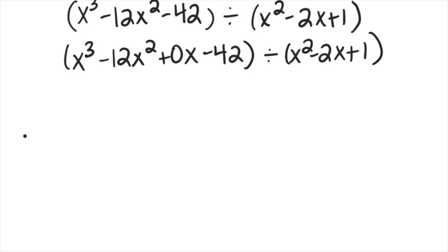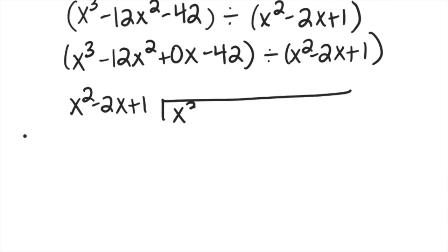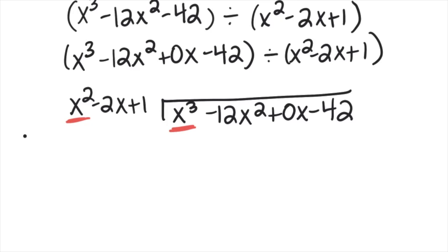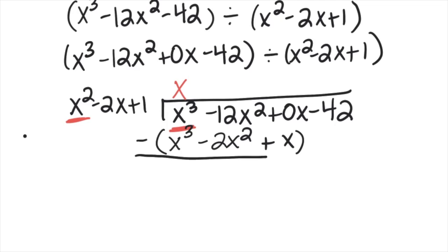Okay, so we're going to go ahead and set that divisor up on the outside. We're going to divide that into x cubed minus 12x squared plus 0x minus 42. So ask yourself, what do I need to multiply x squared by to give me x cubed? So we're going to put x here. And we're going to distribute that out. So we have x times x squared is x cubed. We have x times negative 2x, so it's going to be minus 2x squared. And x times 1 is going to give me plus 1x, or just x. So we're going to subtract that. All right, so those cancel. Negative 12 minus negative 2, so that's going to be negative 10x squared. 0 minus x is going to be minus x. Bring down your minus 42.